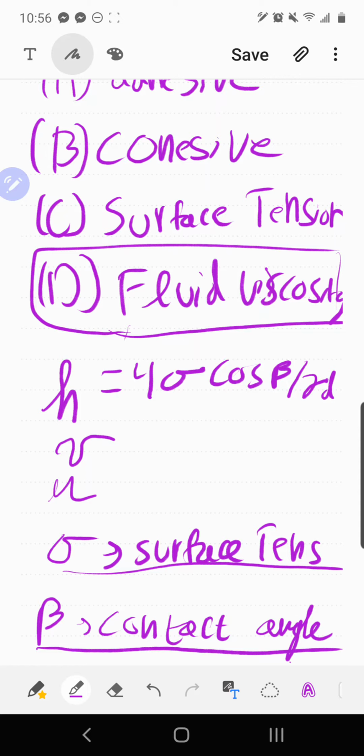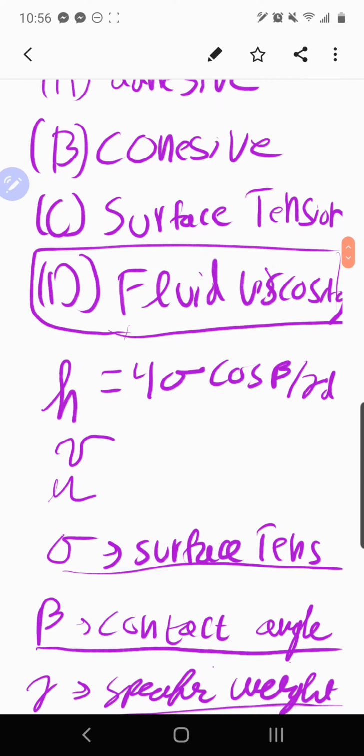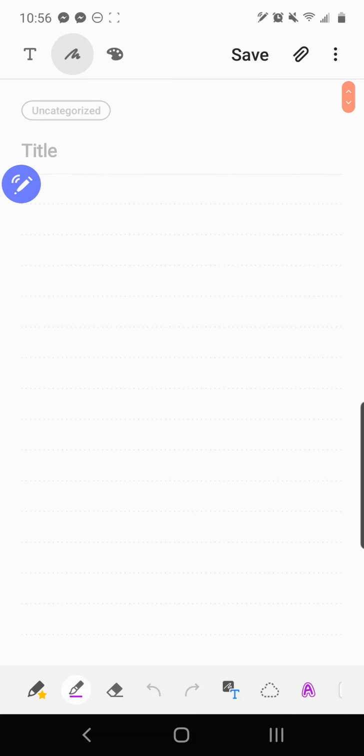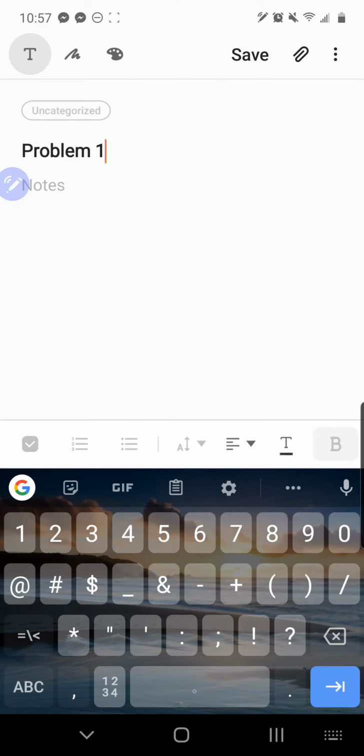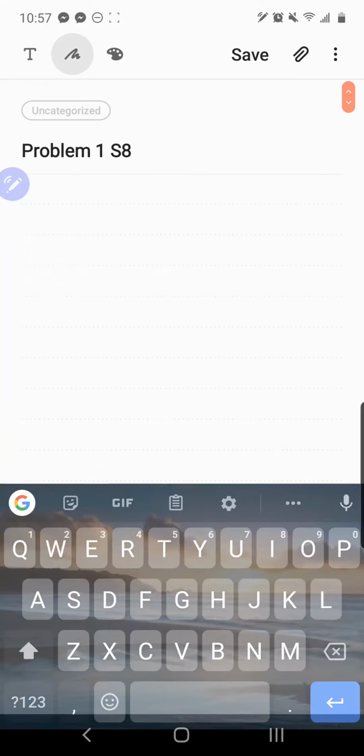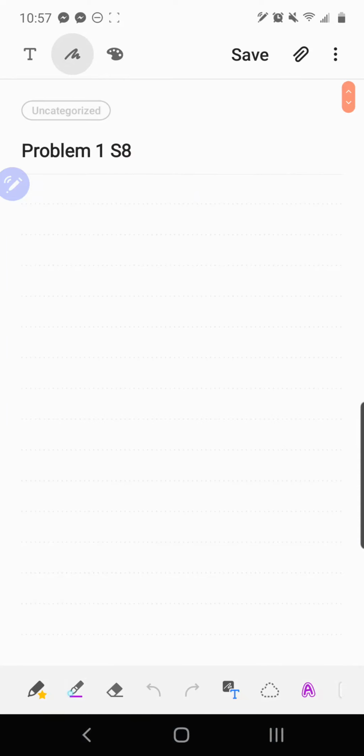We're going to move on now to section 8, being fluid statics, and we're going to do some problems here. We're going to start with problem number 1. This is going to be S8, fluid statics.